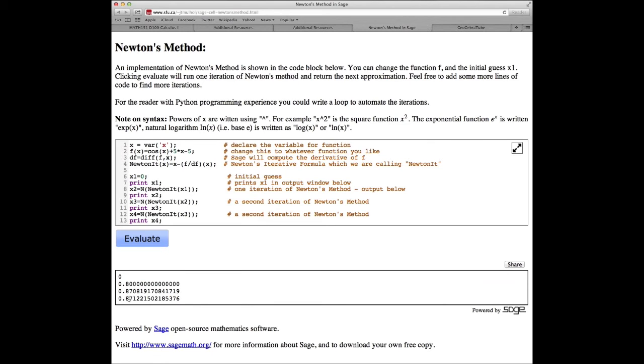And in all cases, you'll see that no matter what your initial guess is, it's quickly converging to the root of the equation or the root of the function. And so you're free to go in, change the function however you like, and change your initial guess however you like, and play with this. I encourage you to play with this.